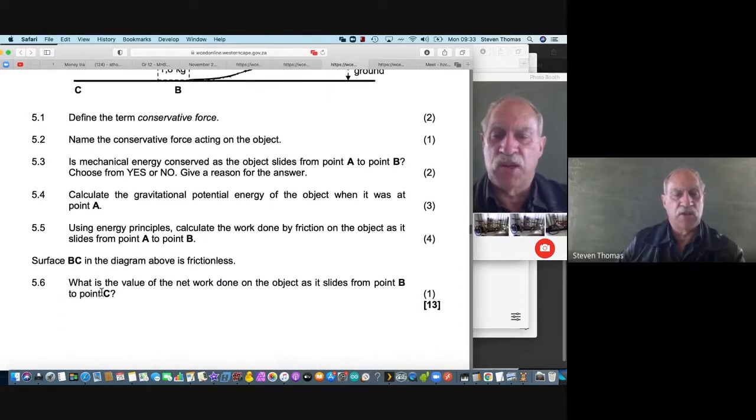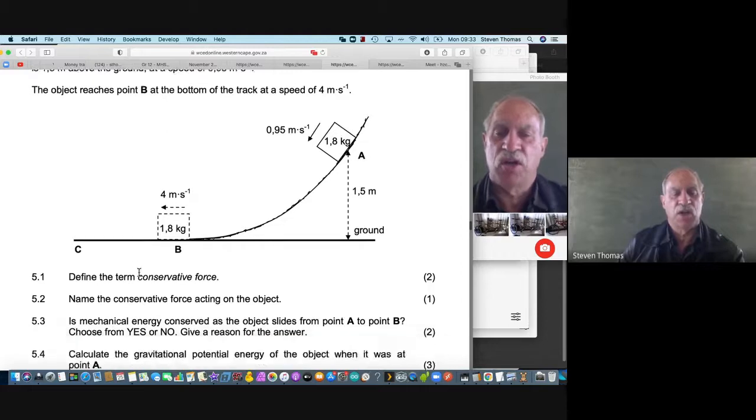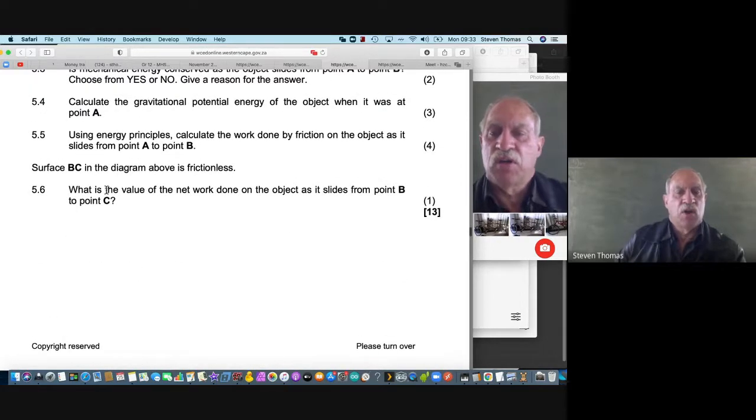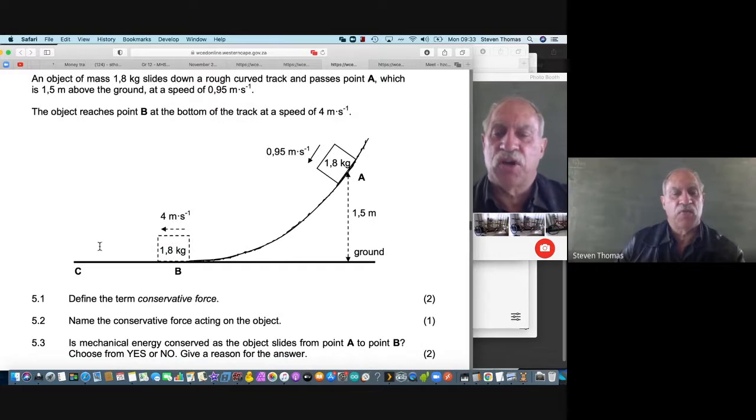So you've done that. Surface BC in the diagram above is frictionless. So B to C, now it's got a certain amount of energy and it's traveling at that speed. What is the value of the net work done on the object as it slides from point B to point C? If there's no friction, it's just going to keep on going at 4 meters per second. So there's no net work done on it.